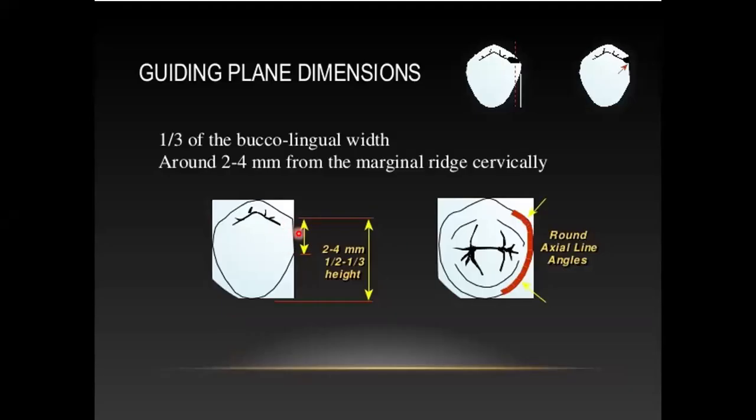So it should involve around one third. This is your buccolingual width, so this one third amount of region should be used for your guide plane preparation. In vertical height, it should be at least two-thirds of the height that should be used for preparation.